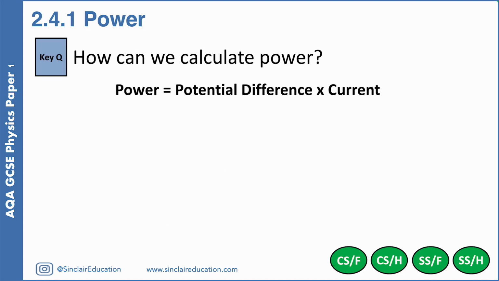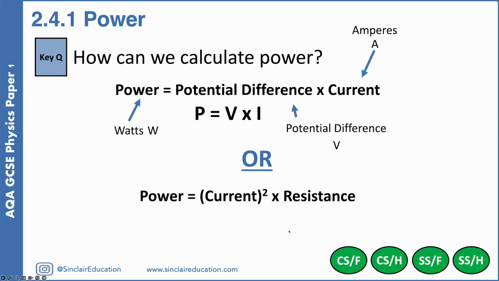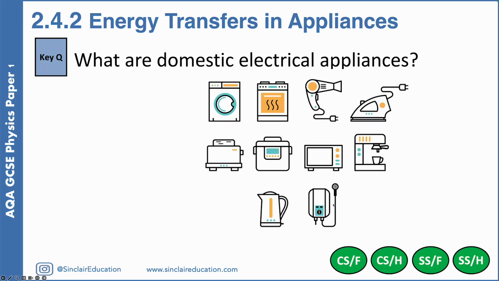Now power, there's a number of equations within your exam to be aware of. Power is equal to potential difference times current, and power is measured in watts. Current is in amps and potential difference is in volts. But there are a few equations, as I said. Power is also equal to current squared times resistance. So resistance is measured in ohms, and you might be asked to use both of those equations.